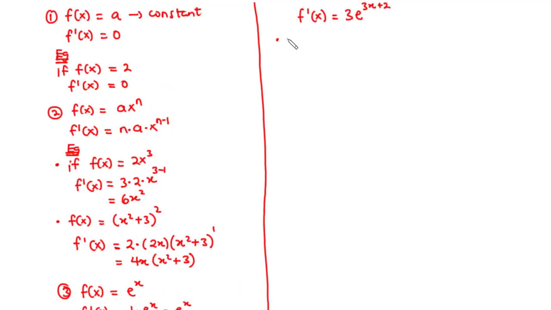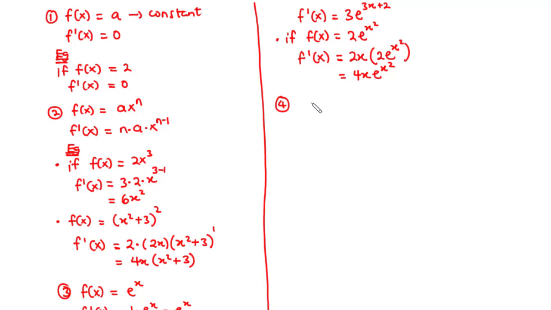Again, if f of x is equal to 2 times e to the power x squared. Then f prime of x will be equal to, you differentiate x squared, so you have 2x, and then you multiply that by f of x, so that is 2 times e to the power x squared. So this becomes 4x times e to the power x squared. So that is f prime of x.